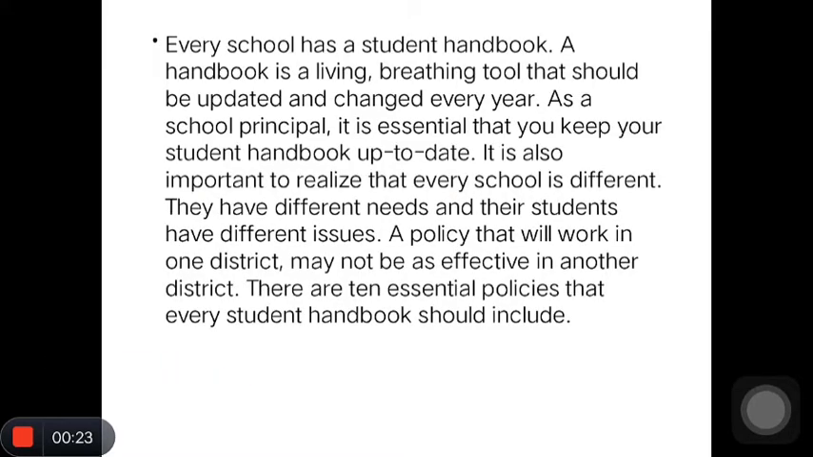Every school has a student handbook. A handbook is a living, breathing tool that should be updated and changed every year. As school principal, it's essential that you keep your student handbook up to date. It is also important to realize that every school is different. They have different needs and their students have different issues. A policy that will work in one district may not be effective in another district.